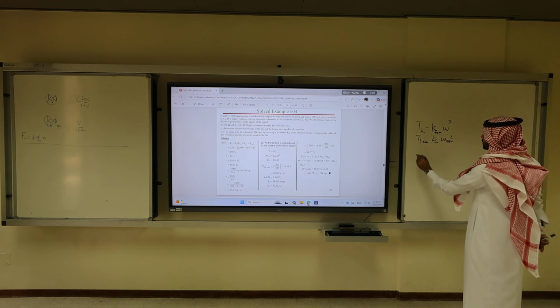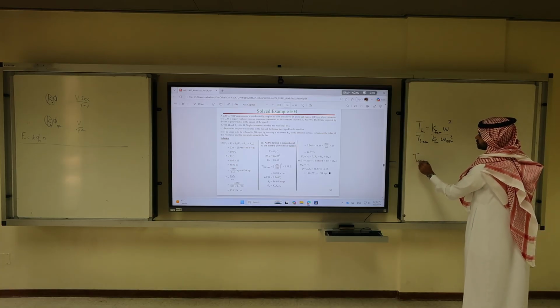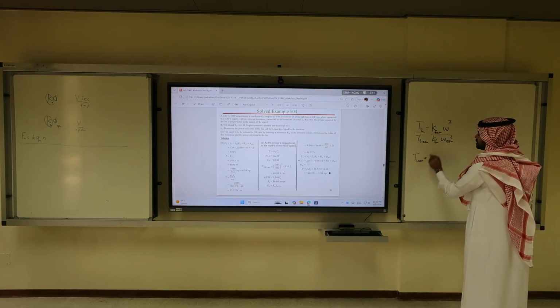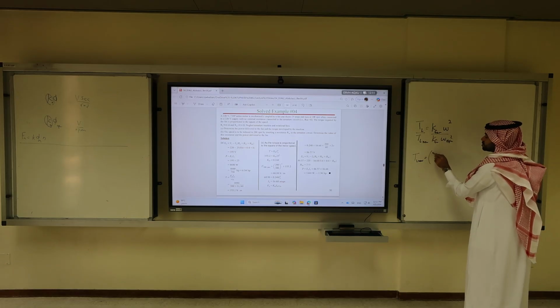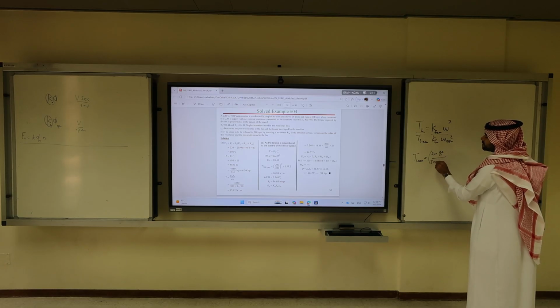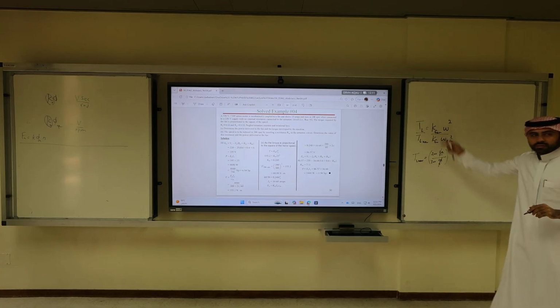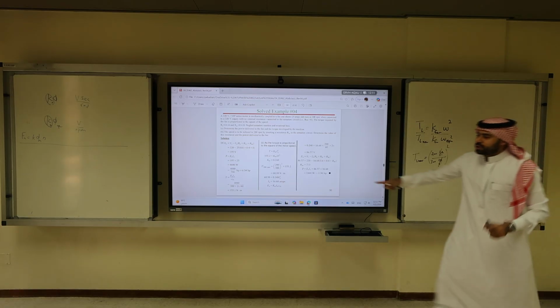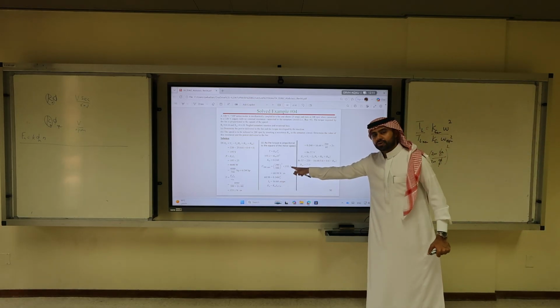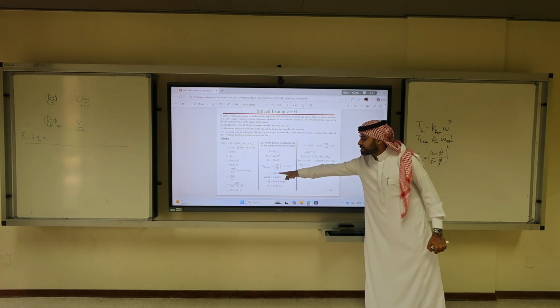So the new torque is the new speed, which is 200 times 2 pi over 60, over 300 times 2 pi over 60, squared. They will cancel, and the K's will cancel. That's why we had this equation. Times the old torque, which is 155. So the new torque is 69.